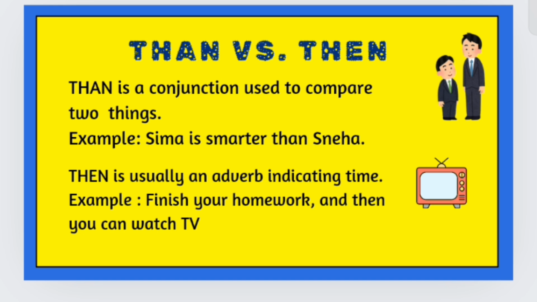First, I went to the shop and then I got the fruits. So again here, then is used to indicate the time as to when the person got the fruits. The next example is: finish your task and then you can play the match. So when he can play the match is indicated with the help of the word then, that is THEN.